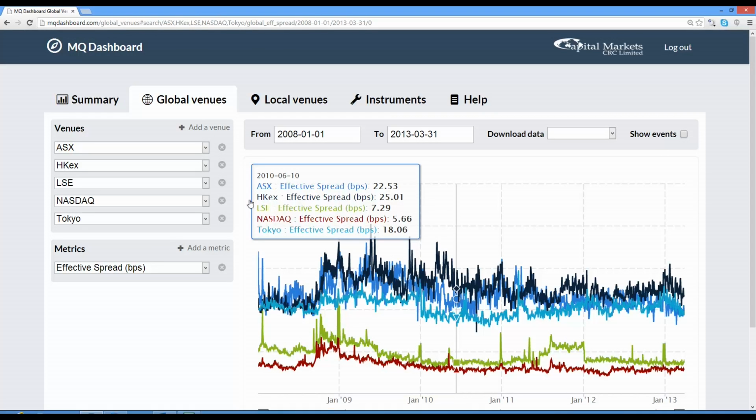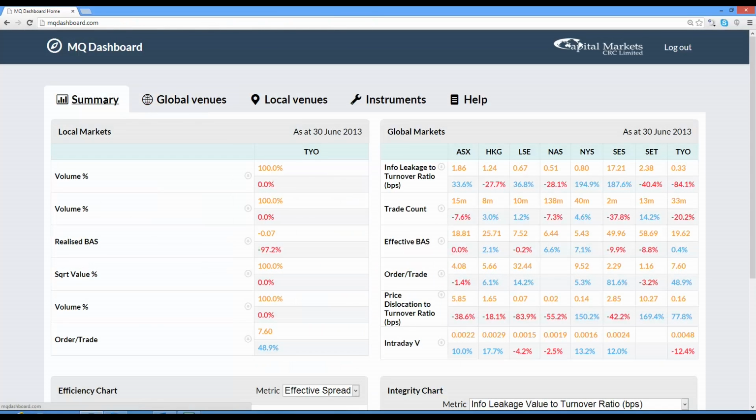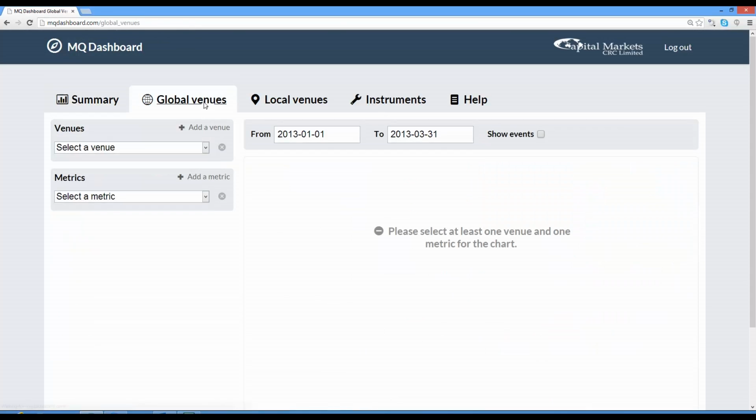If I now go back to the summary page and to the table on the right of the screen, you will see effective spreads as the third metric in the table. Here, ASX is compared to seven other international equities markets, the choice of which, as with metrics themselves, are all user-driven. For the second example, I'll choose the Tokyo marketplace.